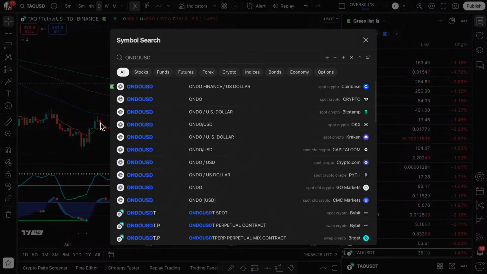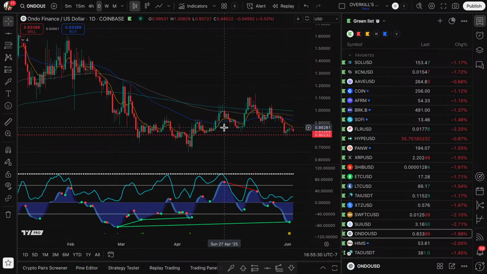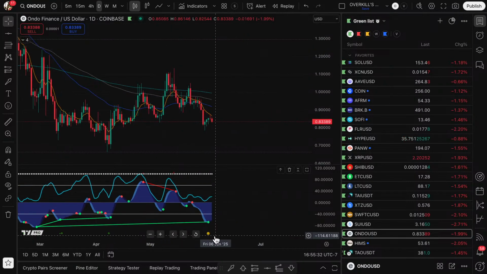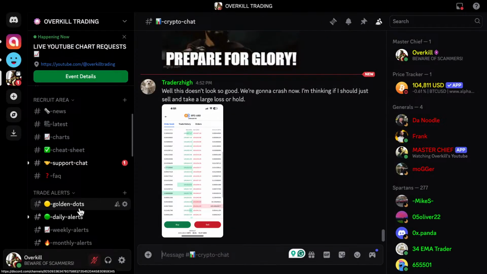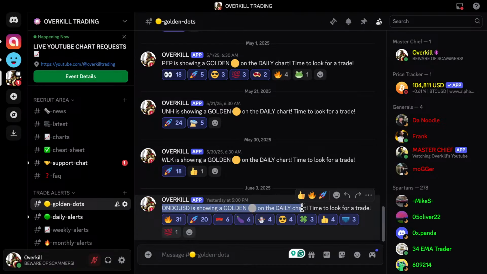Ondo, guys, we got the golden dot on this one a couple days ago. So I just went over the golden dot. The golden dot is a great place to take a 1 to 6 month swing trade. That was called out over here in our Discord. If you guys are a member of the Discord, you can see we call out these golden dots. Once again, all our trades that we take on this channel are for 1 to 6 months out.